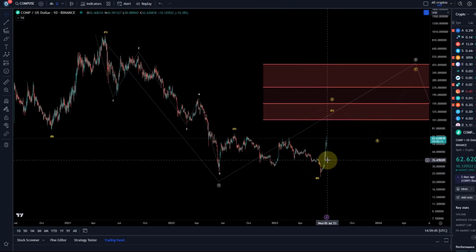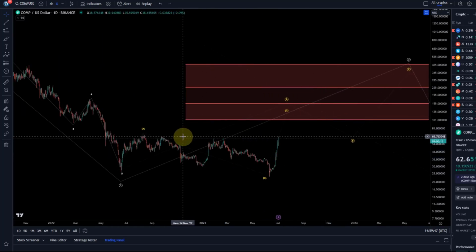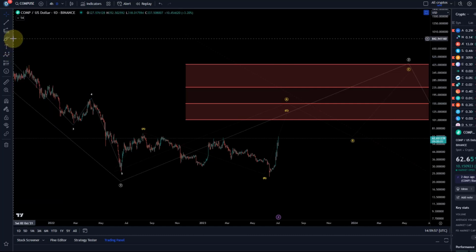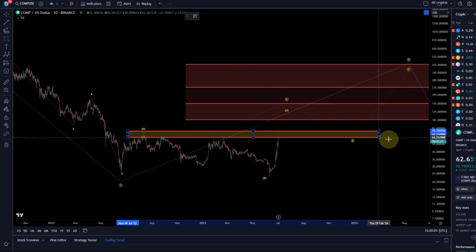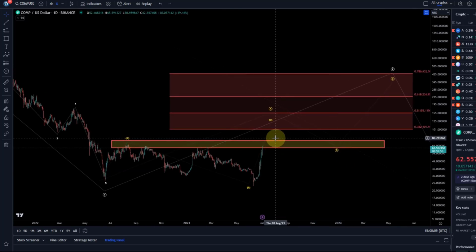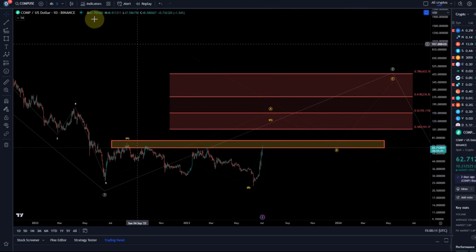I mean, at the moment, we are rallying into short-term resistance anyway between $64 and 71. So this is short-term resistance. I would say if we get above this region, I'm going to highlight that on the chart. Here, if we get above this resistance, I guess we get into the $100 region first. And then we're looking at the fibs that are highlighted.